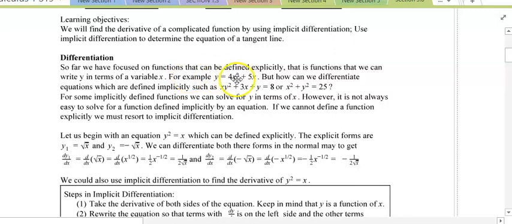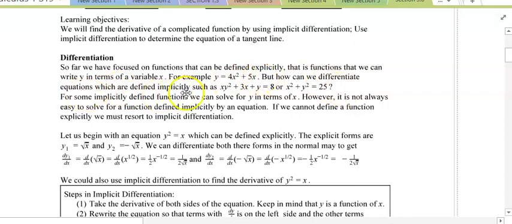So far we've been discussing functions that have been defined explicitly, that is, functions such as y is equal to something with x. Y is explicitly defined in terms of a variable x. For example, y is equal to 4x squared plus 5x.